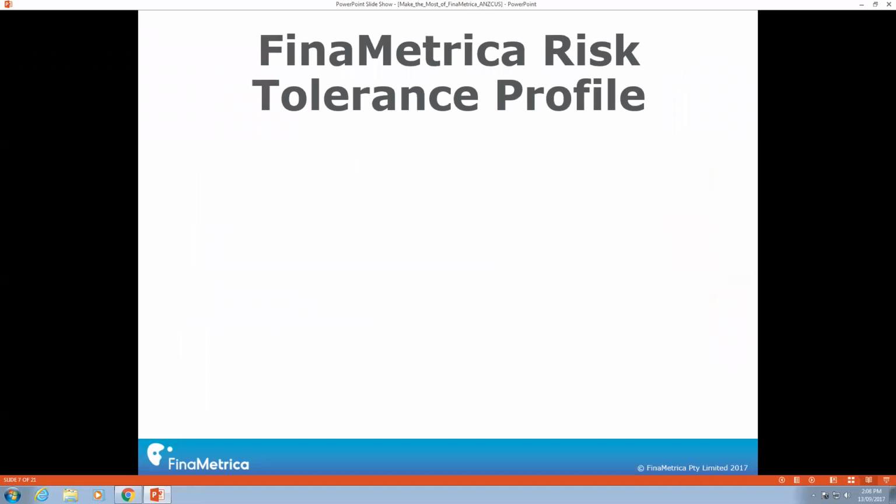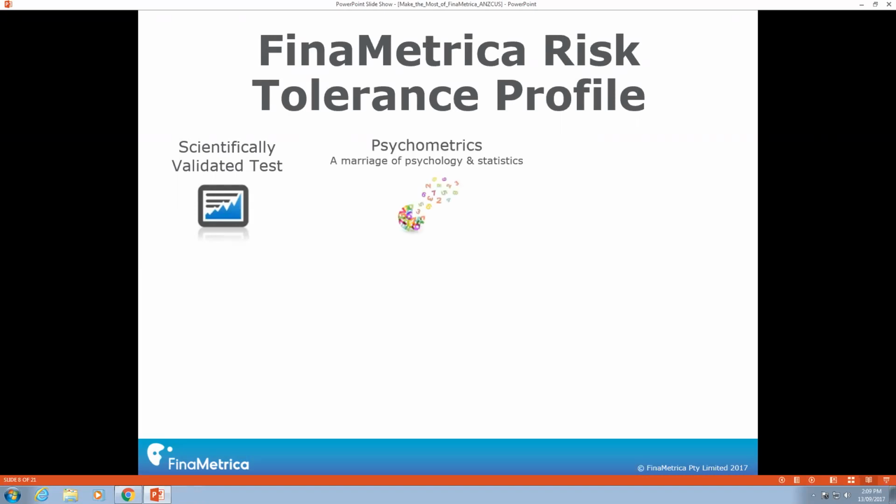As risk tolerance is a psychological trait, it can only be assessed accurately using a scientifically validated test like FinaMetrica. So what do I mean by scientifically validated? It's simply a test that is based on psychometrics. Now, psychometrics is not as boring as you think it is. It's actually a marriage of psychology and statistics. It provides a basis for developing a valid and reliable test and standards against which the test can be evaluated. A valid test is simply one that measures what it purports to measure, and a reliable test measures it consistently with known accuracy.